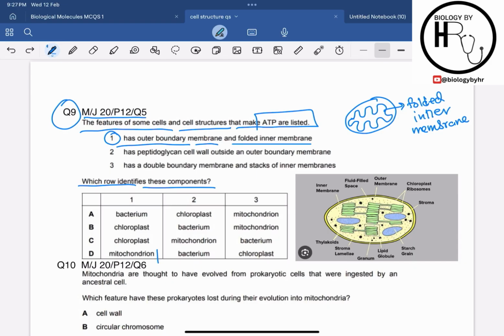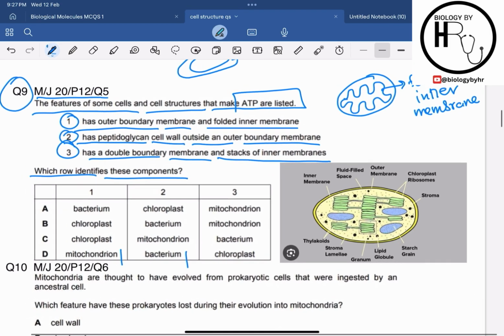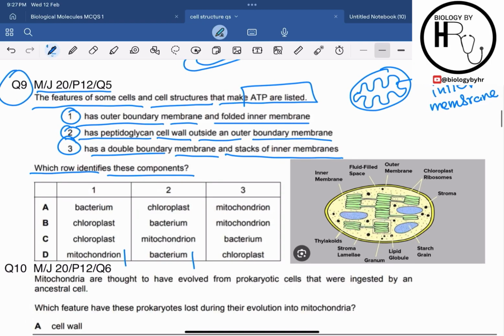Then statement 2 says has a peptidoglycan cell wall outside an outer boundary membrane. So we know that if this is a bacterial cell, for example, it has a peptidoglycan cell wall as well, right? So it is a prokaryotic cell, or you can say a bacterium, right? And then in statement 3 they are saying has a double boundary membrane and stacks of inner membrane. I believe they are talking about these stacks, right?